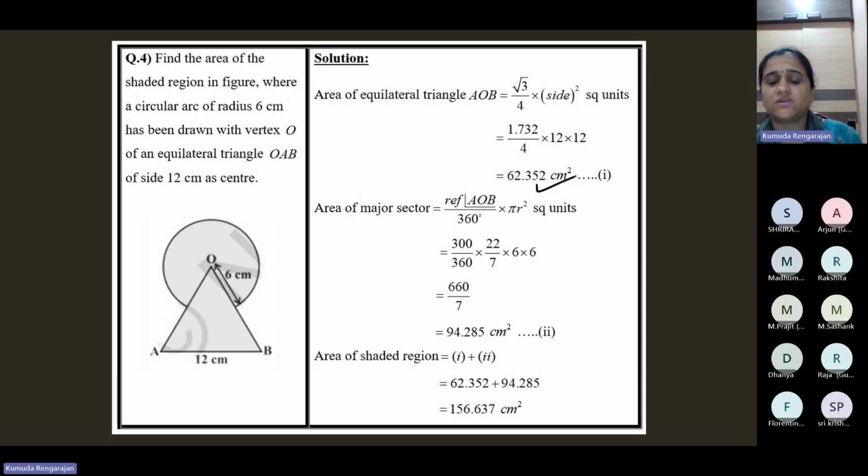So area of the equilateral triangle, area of the major sector, add both to get the area of the whole figure.